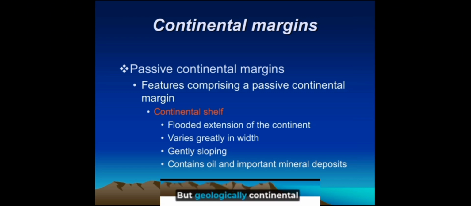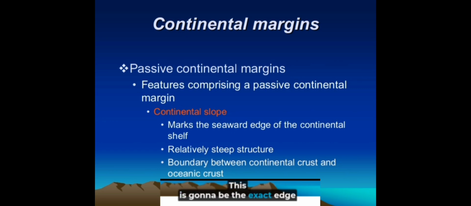But geologically, continental shelves are important because this is where all of our oil is for our transportation, and it really has mineral and rock deposits that we use for our electronics. Once we start transitioning off our continental shelf, we will soon hit our continental slope. This is going to be the exact edge of our continental shelf.